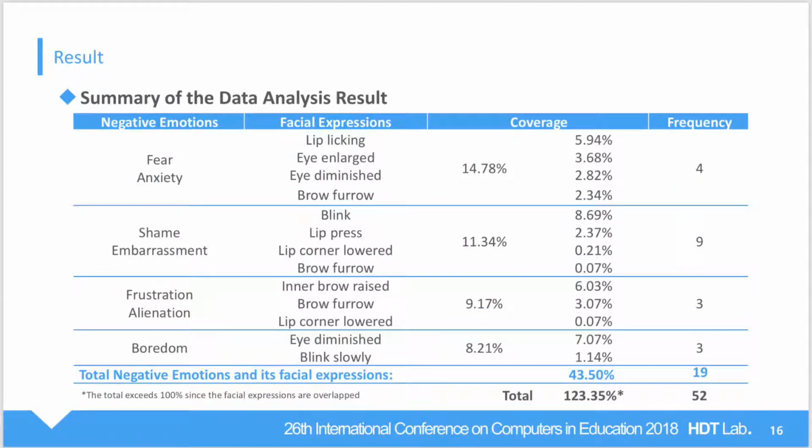As you can see, the negative emotions are less frequent. The facial expressions that explain the negative emotions are lip licking, eye enlarged, eye diminished, brow furrow, blink, lip press, lip corner lowered, inner brow raised, and blink slowly. There are some facial expressions that overlapped, so the total academic emotions or facial expressions exceed 100%.